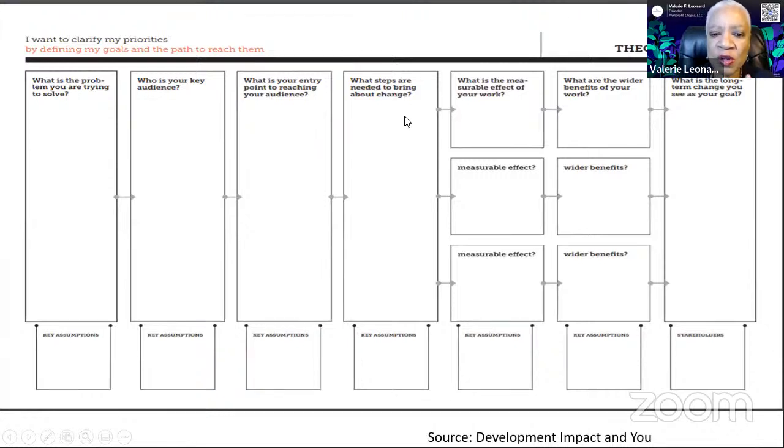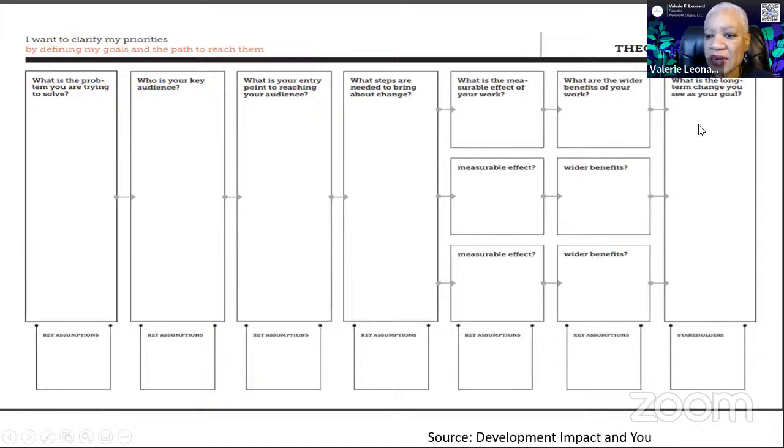So after you figure out the steps that are needed to bring about change, then you begin to ask a series of questions. What's the measurable effect of your work, right? So you want to think of the various measures. What's going to change and then how you're going to measure it goes here. And then here, after you figure out how you're going to measure the change, what are the wider benefits of your work? And you do a list here. And then here, what is the long-term change you see as your goal?